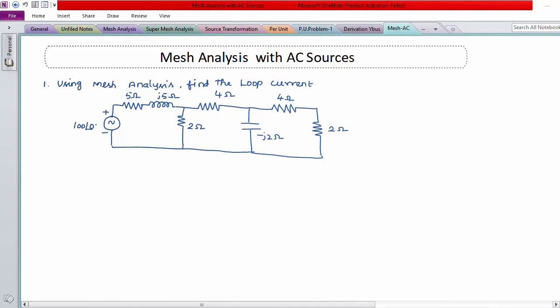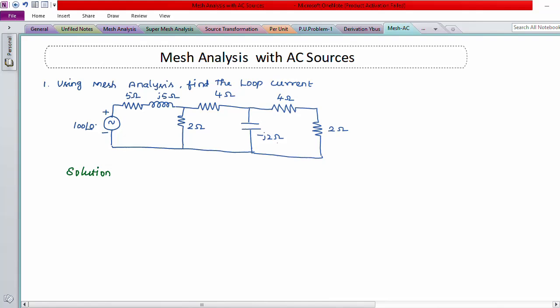Using mesh analysis, find the loop current for the given circuit. In this given circuit, we'll have an AC voltage source which is connected at loop 1. So now we'll go for the solution. Step 1 in mesh analysis, identify the number of loops. In this case, we'll have 3 loops.